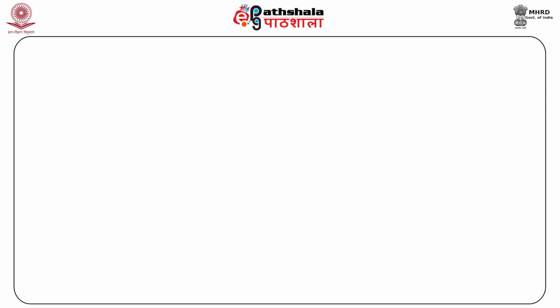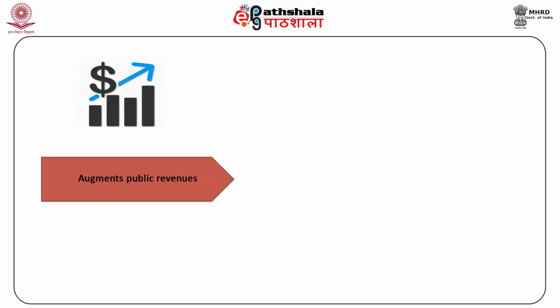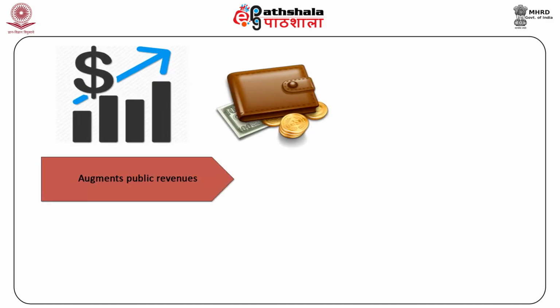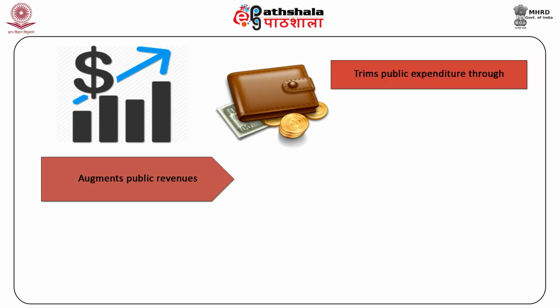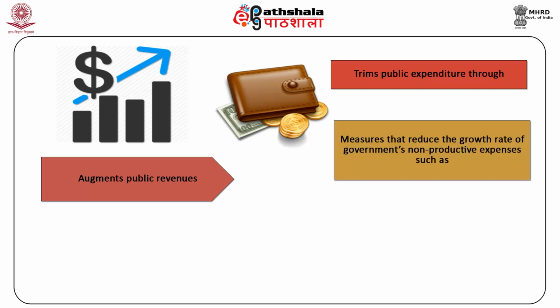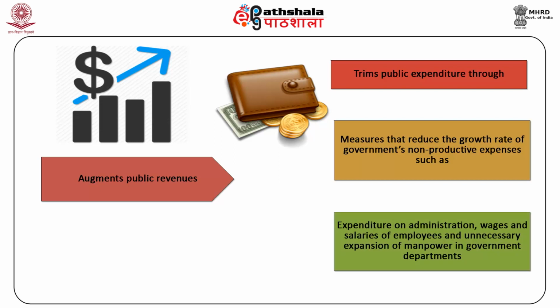Let us discuss the expenditure reforms and management. Apart from augmenting public revenues, fiscal reforms aim at pruning public expenditure through measures that reduce the growth rate of government's non-productive expenses, such as expenditure on administration, wages, and salaries of employees, and unnecessary expansion of manpower in government departments.